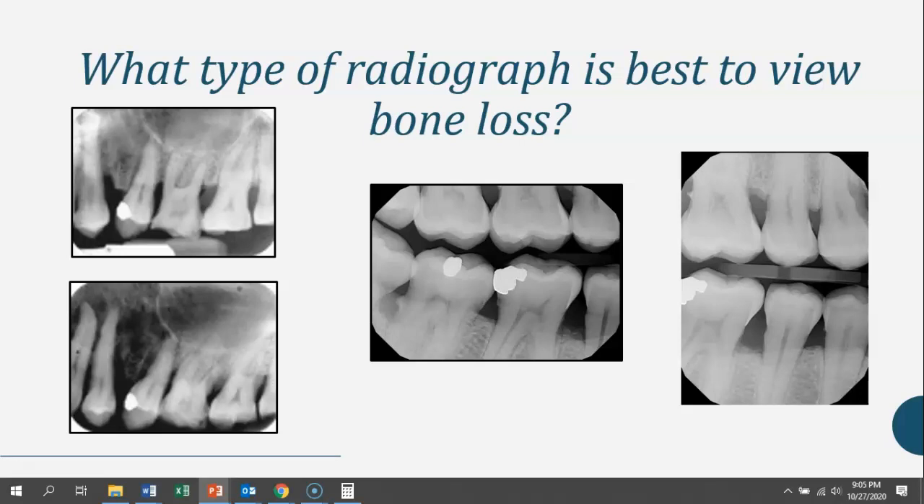So anytime when you're in clinic and you have a periodontal patient, unless they are very mild and they're due for bite wings, ask yourself, should I be taking vertical bite wings? And the answer is probably yes.